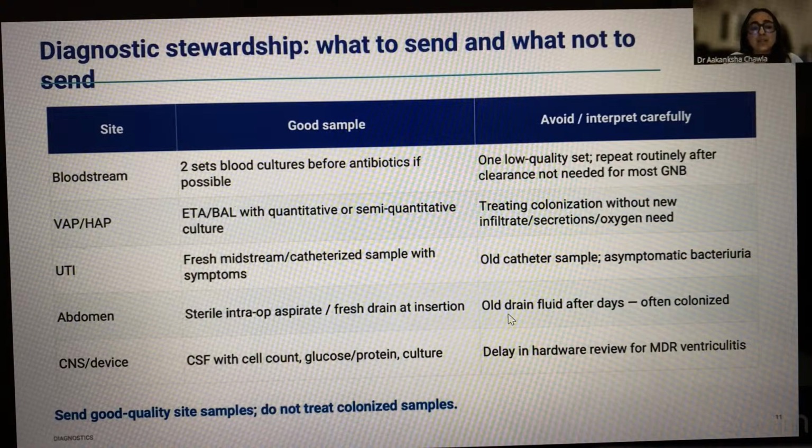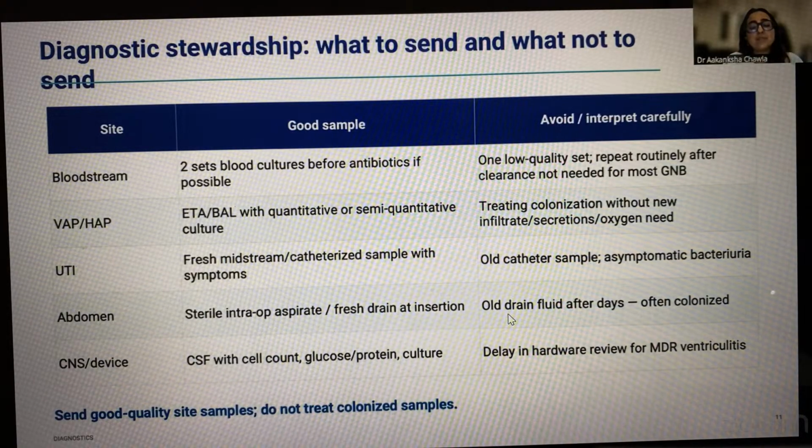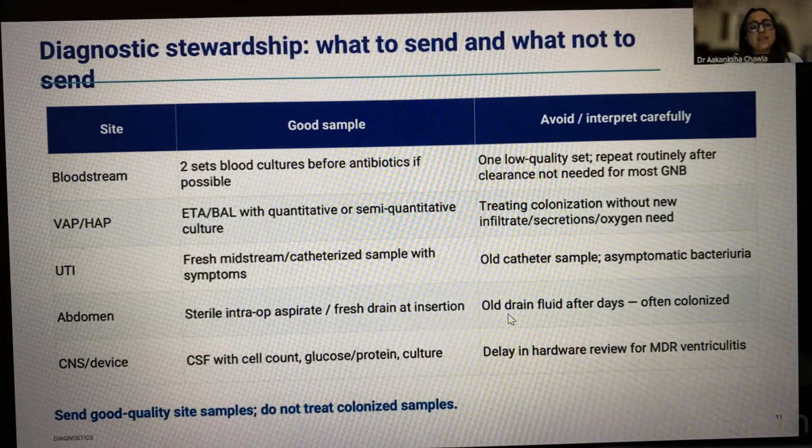So change the catheter. For abdomen, if it's a sterile intraoperative aspirate, that is one of the best samples. If you put in a drain, send the samples from the fresh drain there and then, because again, old in situ drains have the risk of colonization. For CNS infections, if you're sending CSF samples, cell counts, your biochemistry, GeneXpert for Mycobacterium tuberculosis, BioFire encephalitis panels, they all are a part of investigating, depending upon the syndrome that you're dealing with for CNS infections.